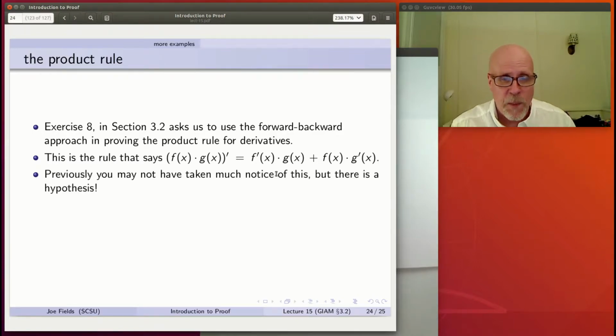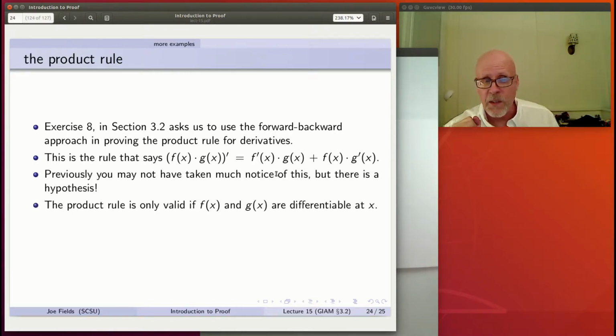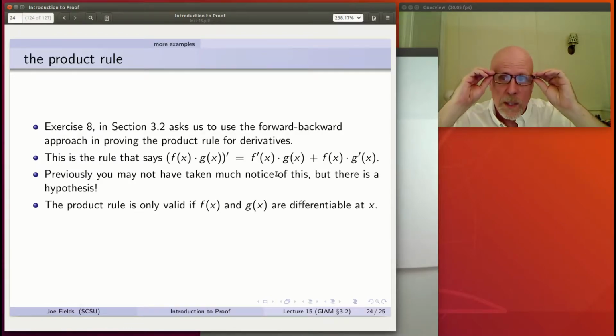Anyway, there's a tendency when you're doing calculus that you skip over these fancy words that don't seem to have any real import anyway. You probably didn't notice that there's a hypothesis on the product rule, but there is, and it's this, that it's only valid if the two functions are both differentiable at x, or if you're thinking about applying this over an interval, you need to make sure they're differentiable across that entire interval.